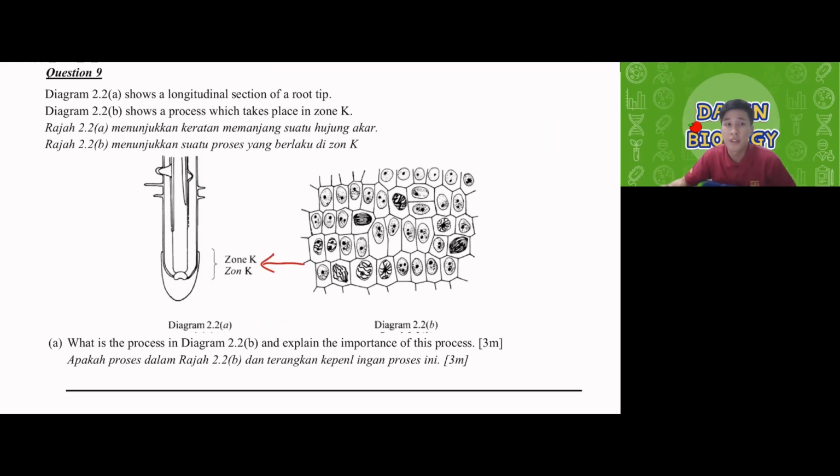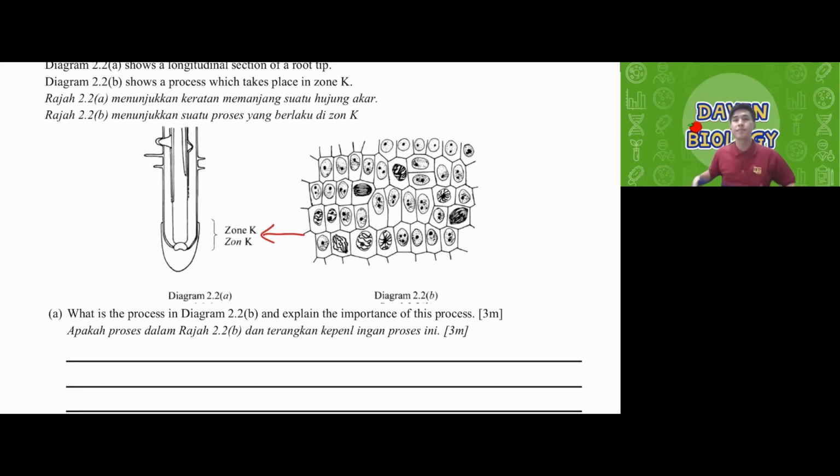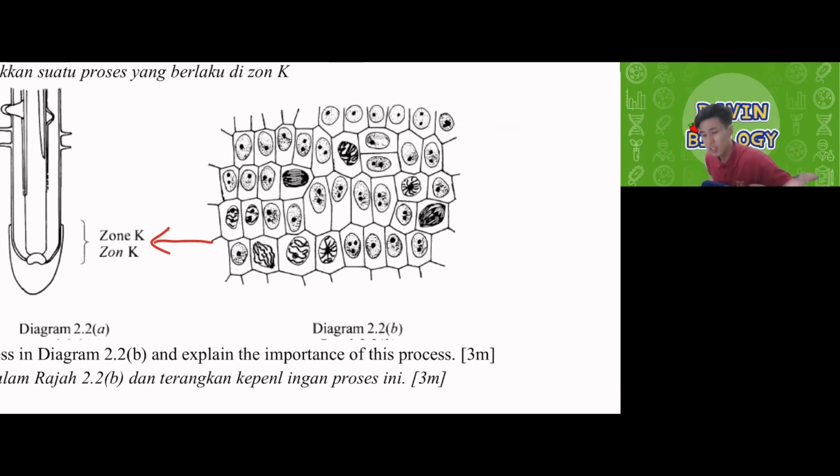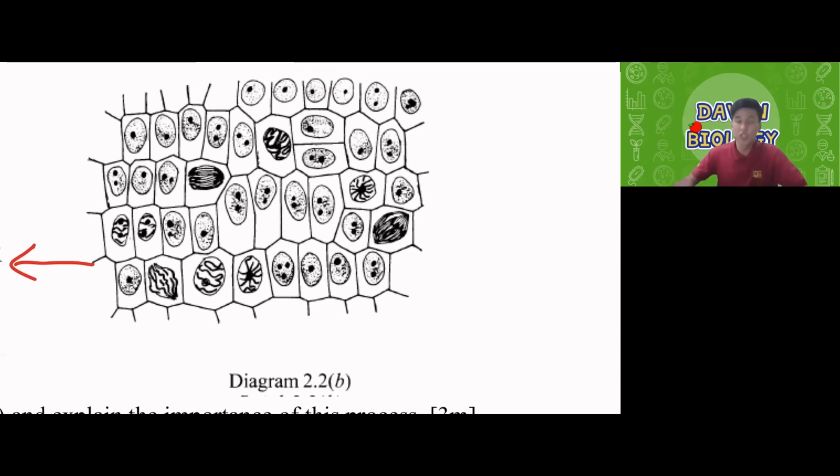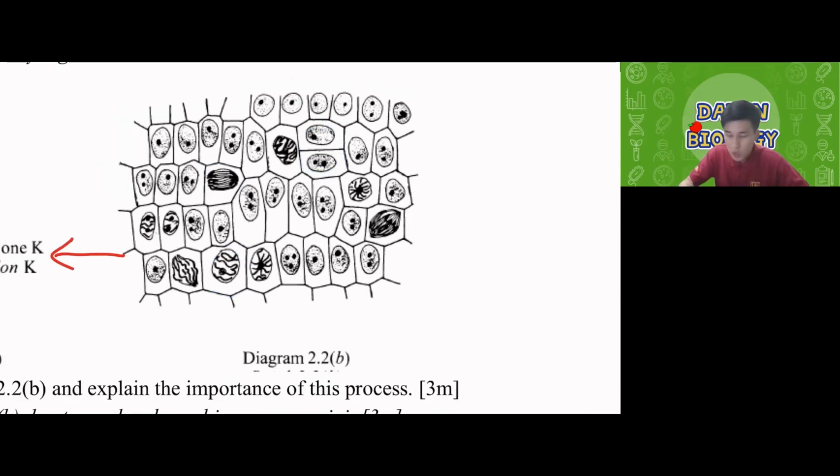Then here, 2.2b. What process is this diagram showing? Do you guys know what it is or not? Yes, it's cell division. Yes, it's mitosis, correct? So here, if you look closely, they are showing different phases of mitosis. For example, you have anaphase, the cell splitting. You have metaphase, all the cells aligned at the equatorial plane. You have telophase, the nucleus split already. So this is actually mitosis.